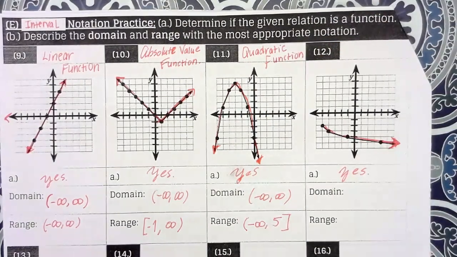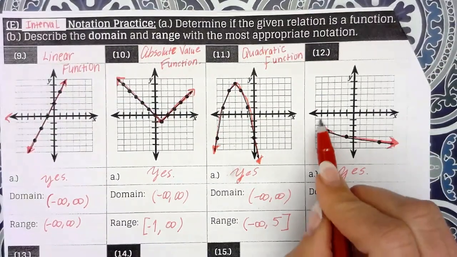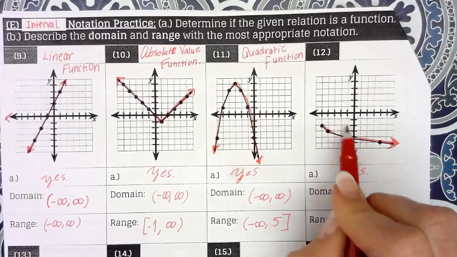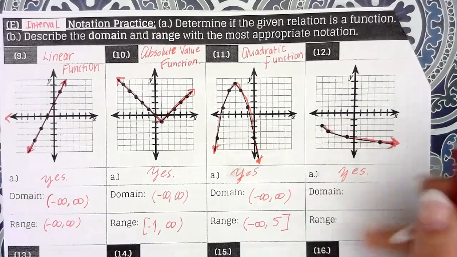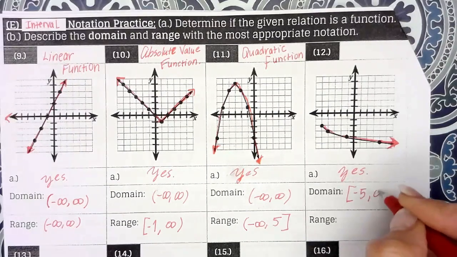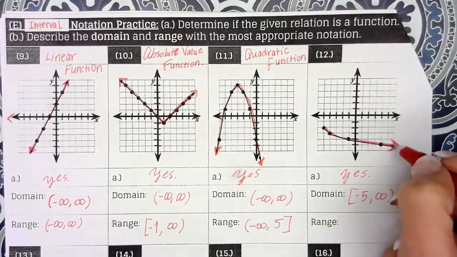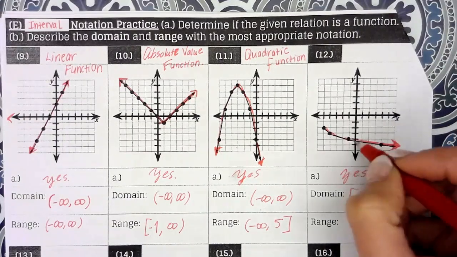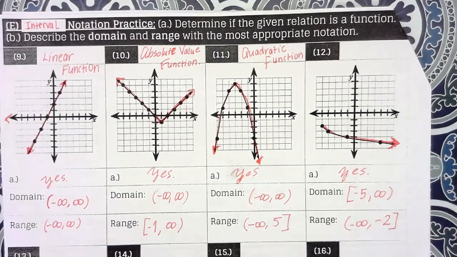All right, this one you should have tried already. Domain is not all real numbers. It starts right here. All of this would pull in towards the x-axis that way forever after that. So what's this? 1, 2, 3, 4. -5, comma, infinity goes to the right forever. And then the range, okay, it does go down forever, and it stops going up at -2. So it comes from negative infinity until -2.